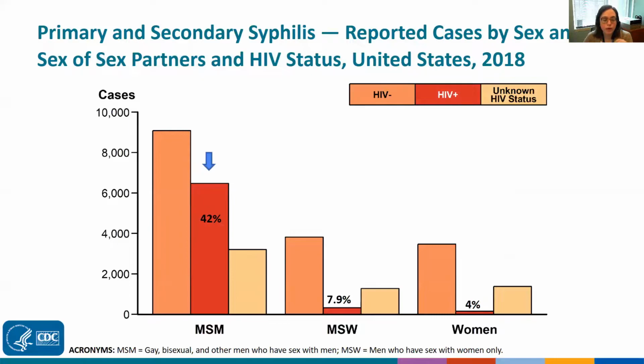Reported cases of primary and secondary syphilis continue to be characterized, as in previous years, by a high rate of HIV co-infection, particularly among men who have sex with other men. Among 2018 primary and secondary reported syphilis cases with known HIV status, 42%, as indicated by the arrow, of these cases among men who have sex with men were HIV positive, compared to only 8% of cases among men who have sex with women and 4% of cases among women.